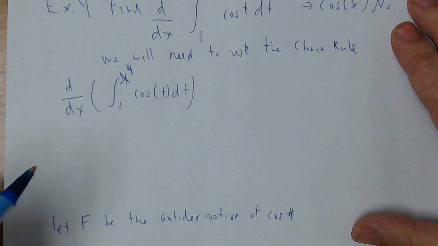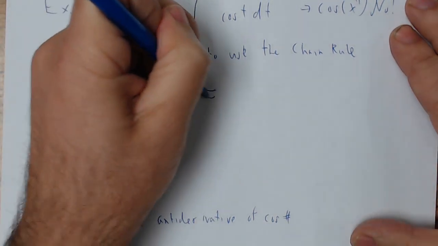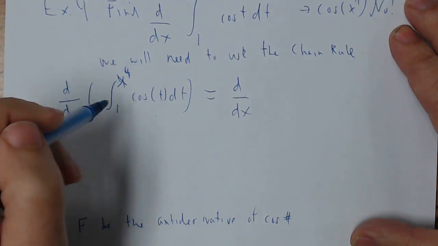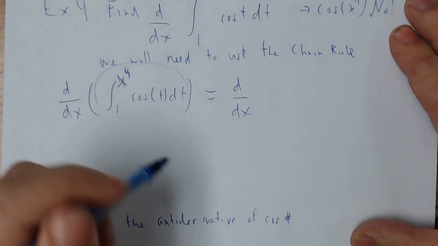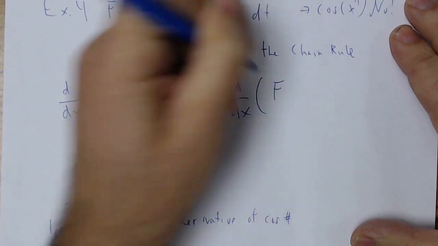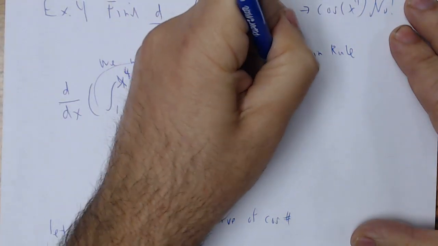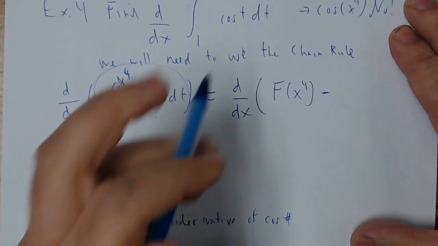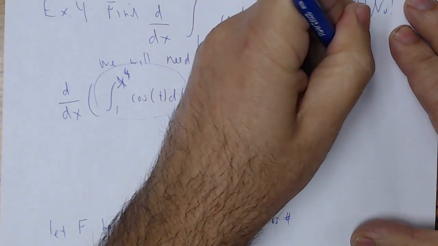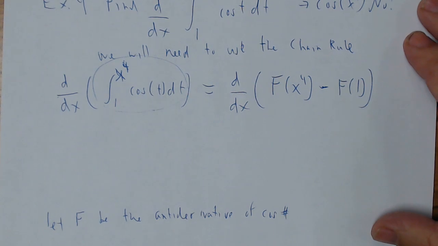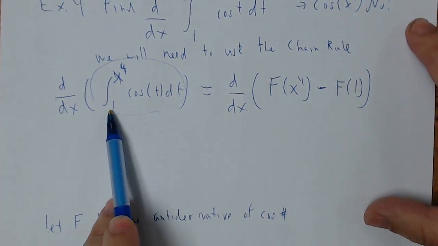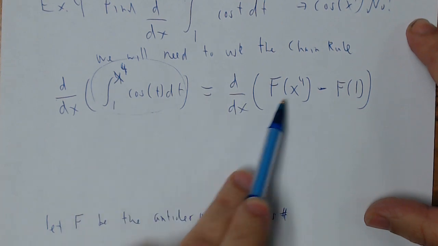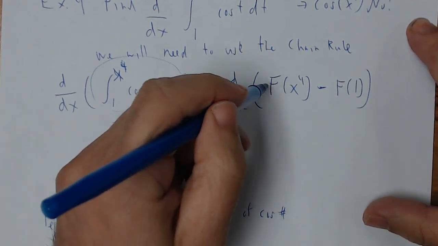By FTC part 2, what does this become? Just the inside part, right? The outside I don't care about. It'll be capital F of x to the fourth minus capital F of 1. Okay, so that's all I did. I just said the antiderivative of cosine, which we're calling capital F, plug in the upper limit minus plug in the lower limit.